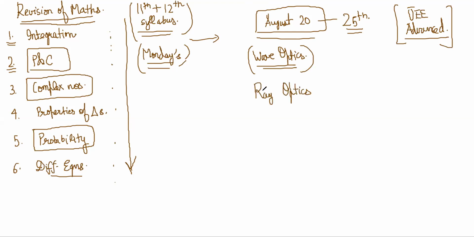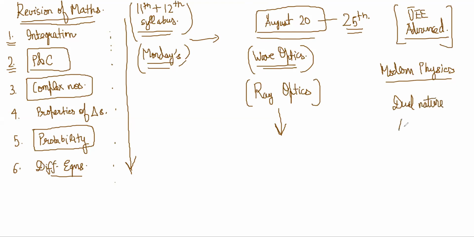Okay, so ray optics you have to do, and then those atomic sections and modern physics, some chapters are there. Modern physics is the de Broglie principle, dual nature of matter, atomic structure, and nuclear physics. But these are all easy stuff because in chemistry you've already seen this. So this should not take a lot of time.